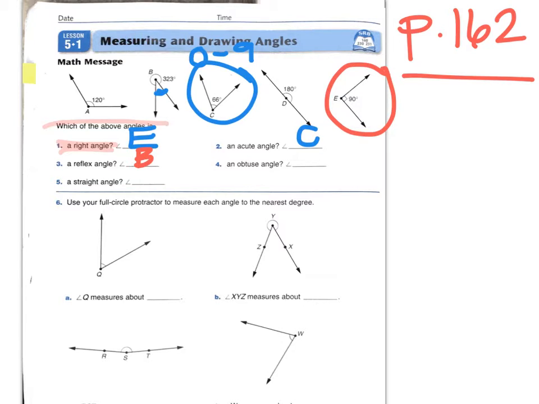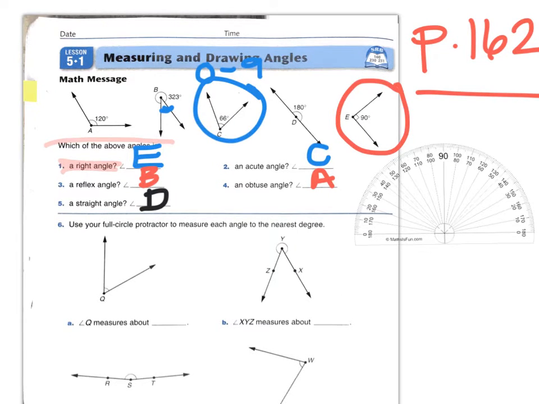Our obtuse angle, anything more than 90 degrees, so more than a right angle, but less than a straight angle. So we have letter A, which leaves us with our straight angle, letter D. Straight angles also have all the same measure. Those all measure 180 degrees. All of these things should be written down in your math journal now.